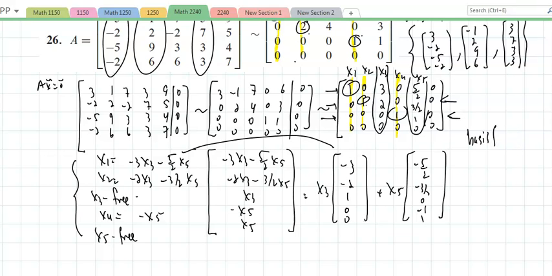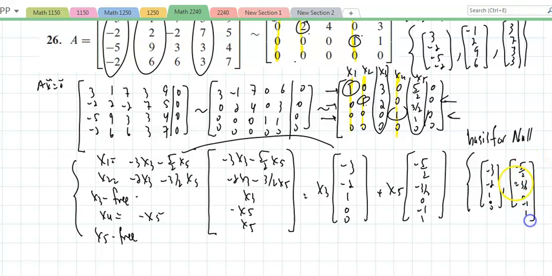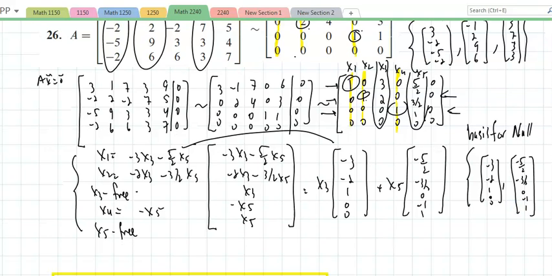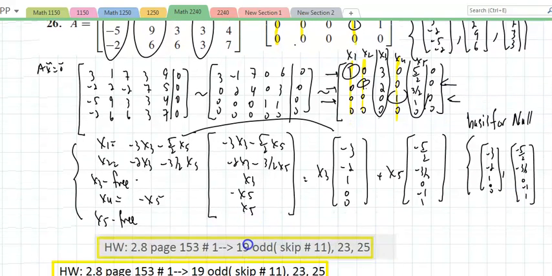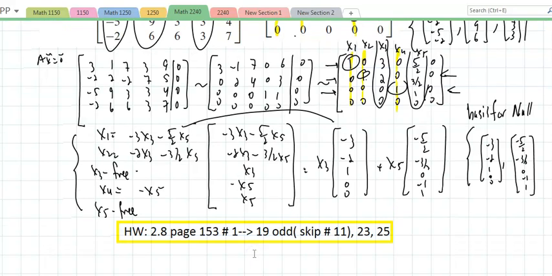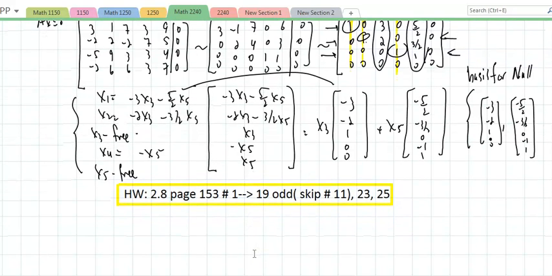You'll see it the last thing we do in this class using differential equations. The basis for null space would be the negative 3, negative 2, 1, 0, 0, and the negative 5 halves, negative 3 halves, 0, negative 1, 1. Any multiple of those will do. And there's our homework. I give you a section because there's some work to be done. Not a whole bunch, but there it is.